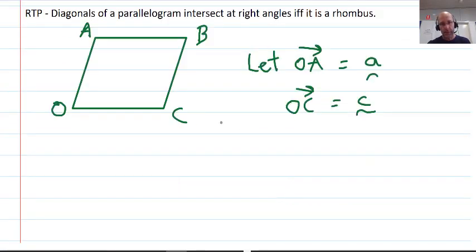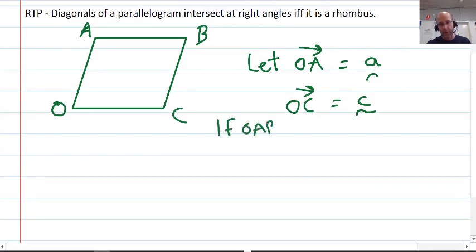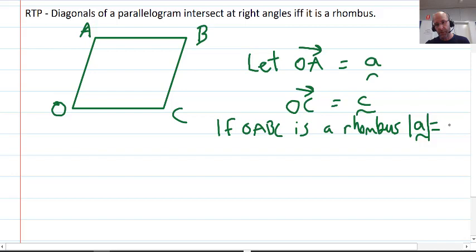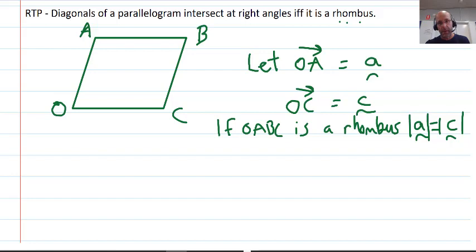Now, if this quadrilateral OABC is a rhombus, OA equals OC, or in other words, the magnitude of a equals the magnitude of c. Okay, that's if it is. We have to show that under the circumstances it becomes a rhombus. This is something we're going to look out for. You'll see this pop up towards the end of the proof.